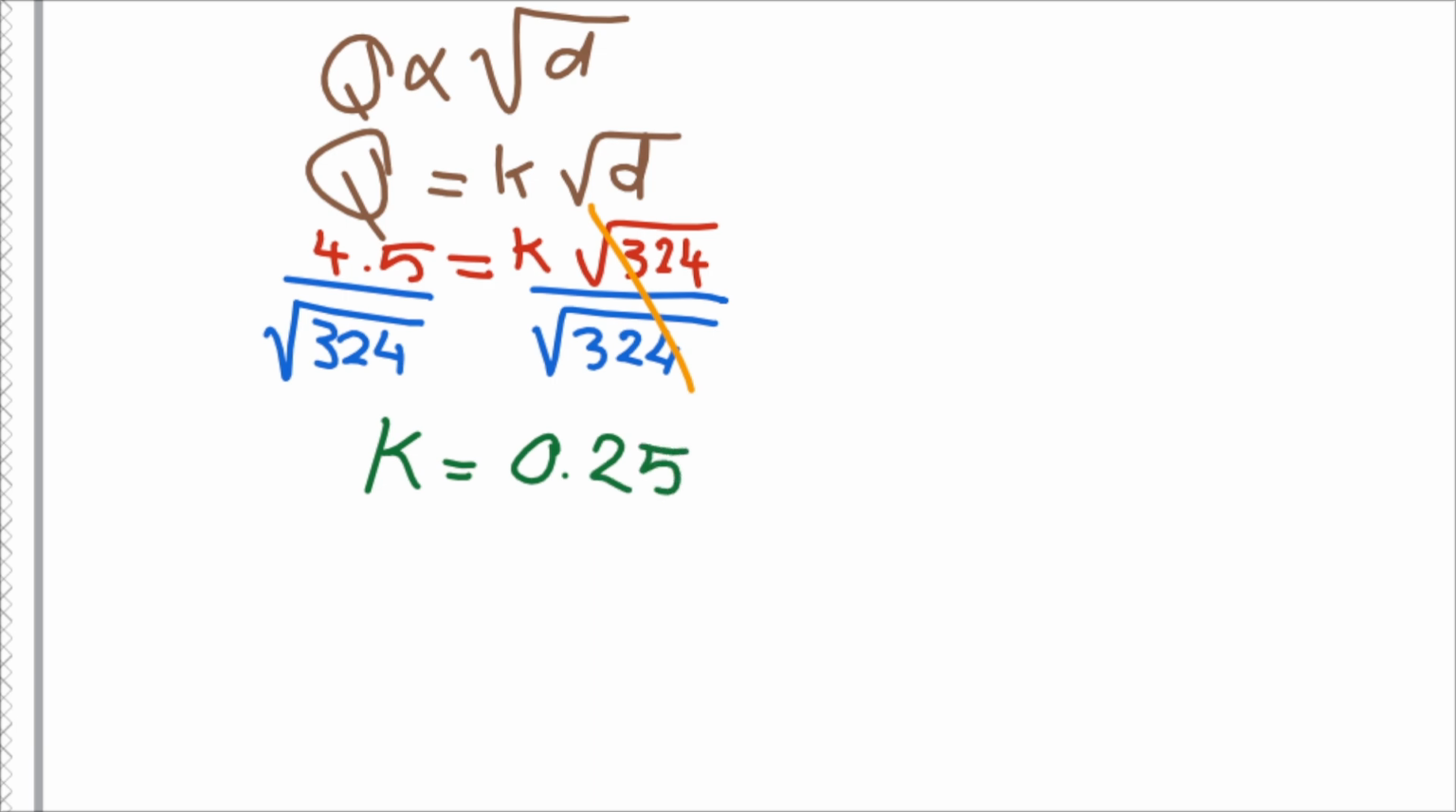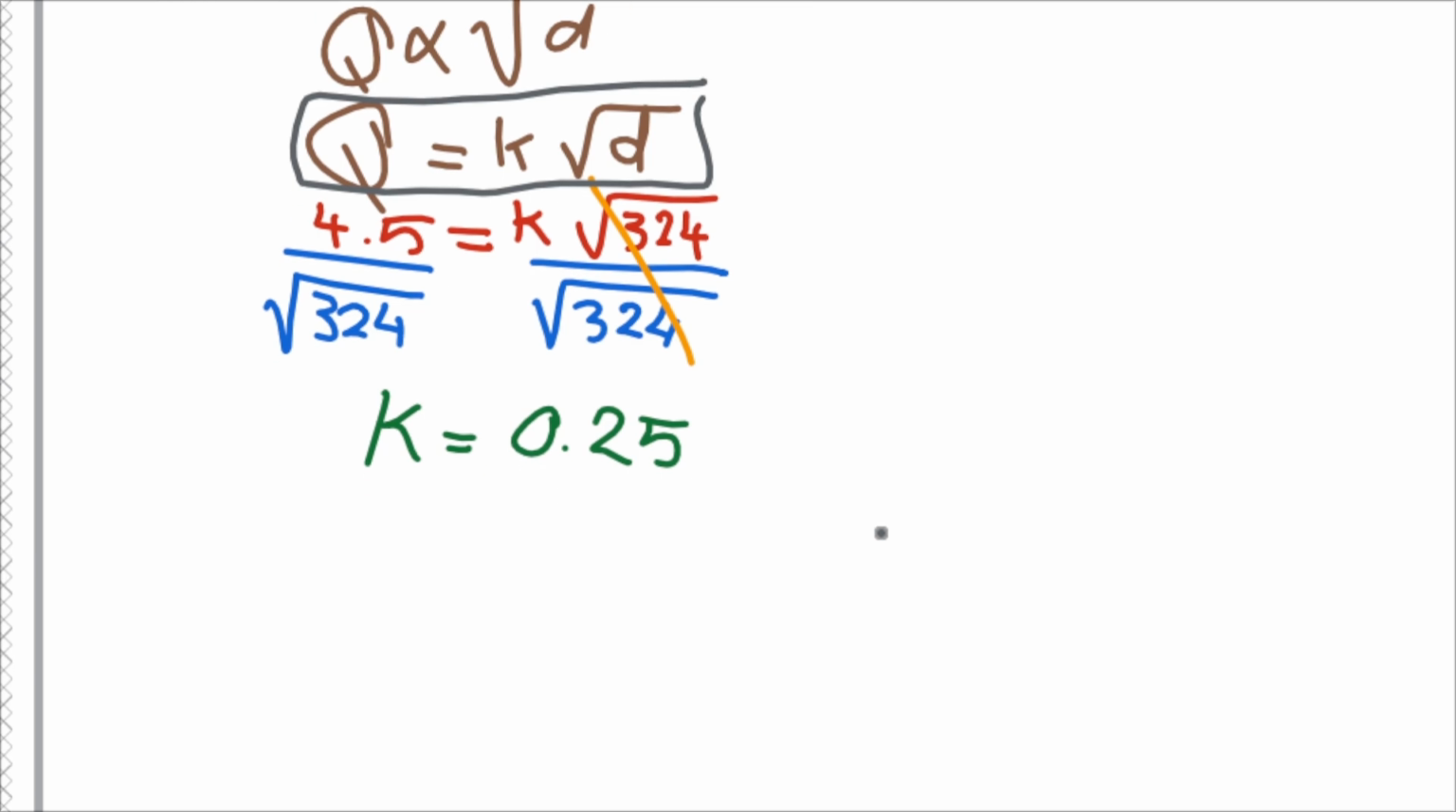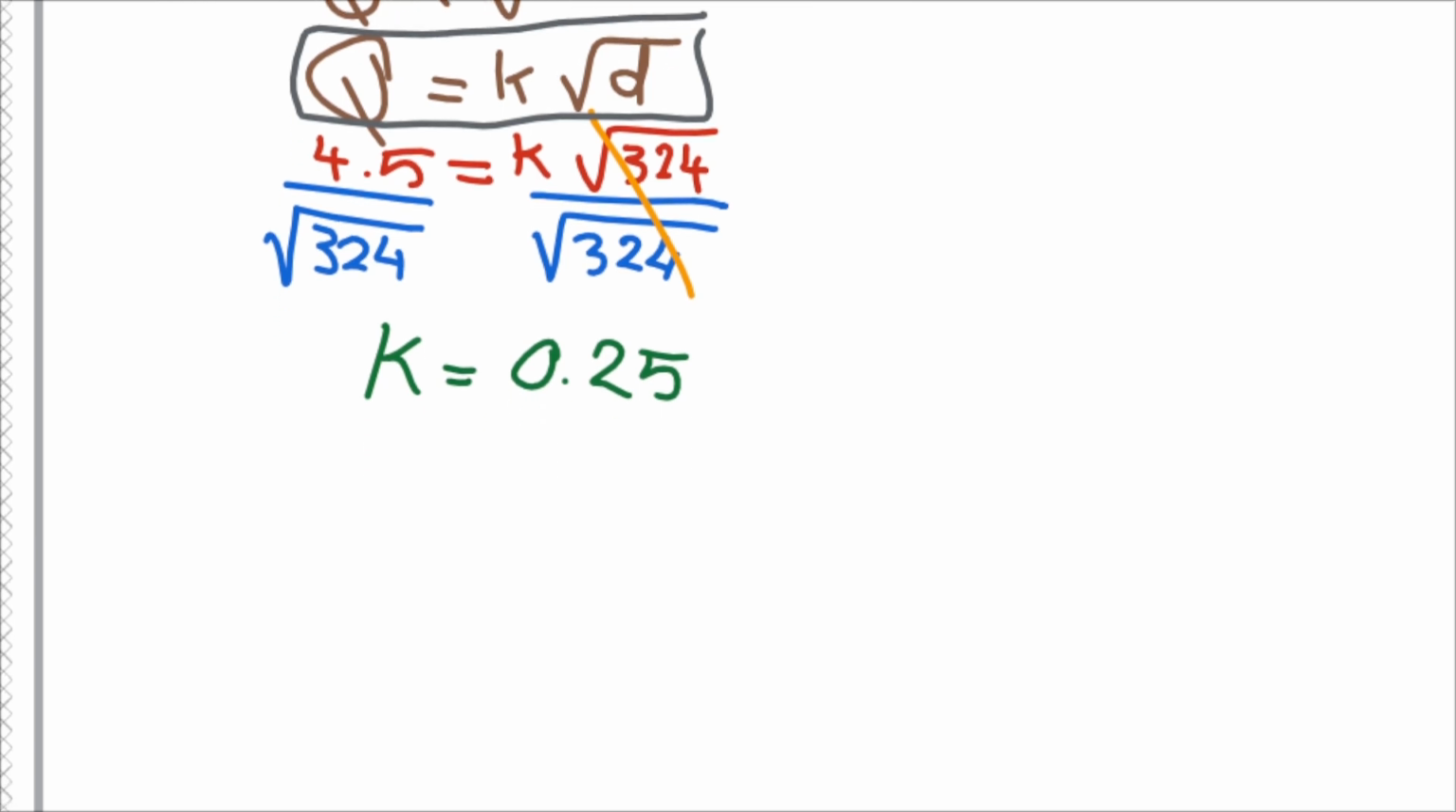We got K. Now let's go back to read the question. Find the formula for Q in terms of D. Just plug the value of K back here, and that's your answer. So let's put it back. So Q equals 0.25 root D, and that's your formula.